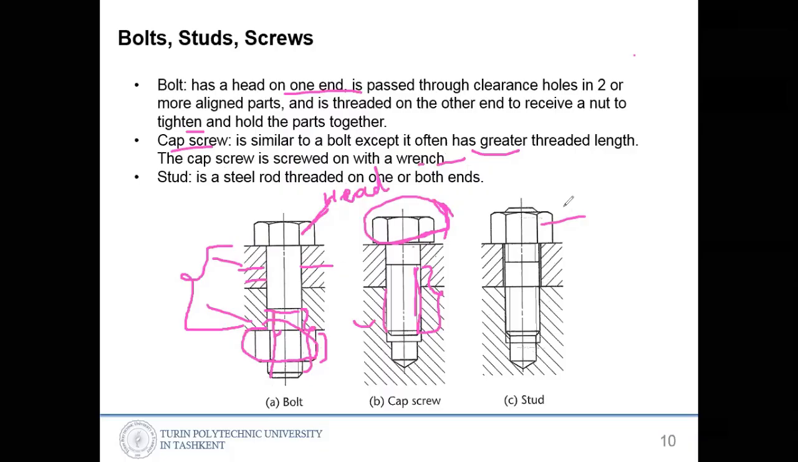Sometimes we have no room for wrenching. We'll have only the rod like this, threaded from both ends. So the threading area is here, and the two ends are threaded. So we are screwing inside this rod, and we are putting this part with a hole without a threaded area, just putting it here.